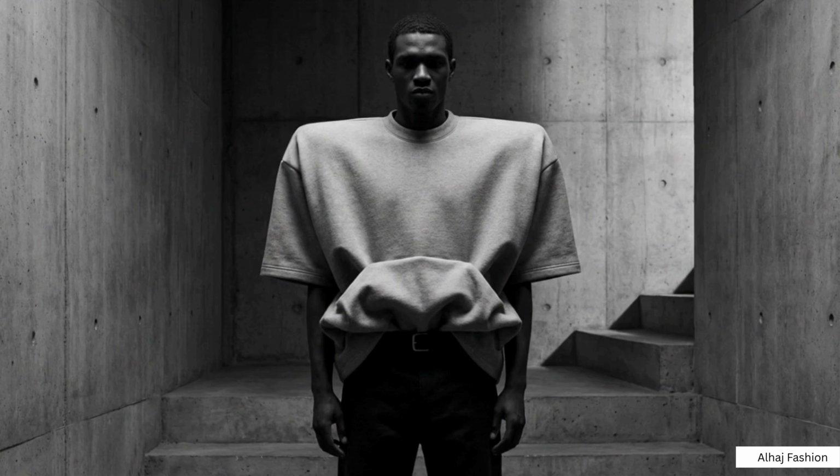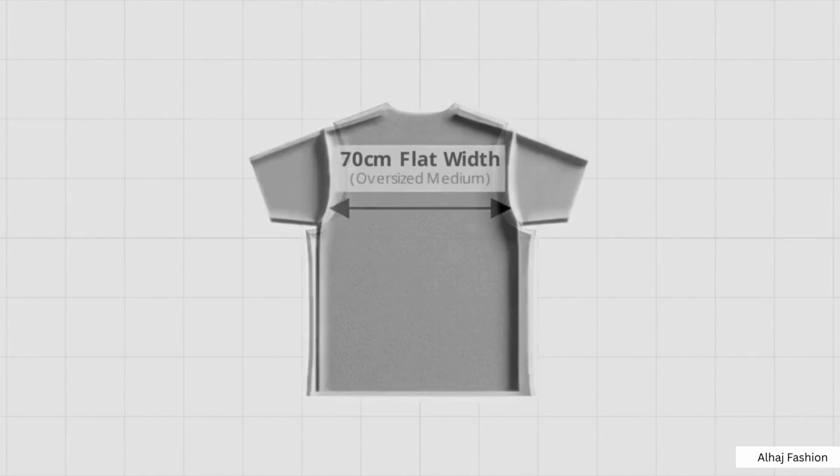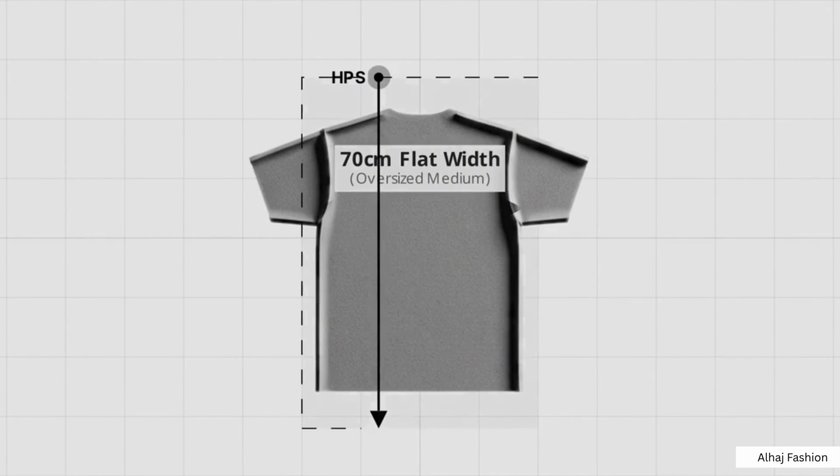Expanding the shoulder and chest width fails visually if those measurements are not balanced against the length of the body. This diagram shows a standard men's medium with a flat chest measurement of 50 centimeters. A true oversized equivalent expands that gap considerably, pushing out to 70 centimeters. To lock down the garment's vertical dimension against that width, designers use HPS, high point shoulder. Measuring from the top of the neck seam down to the bottom hem establishes the proportional grid.